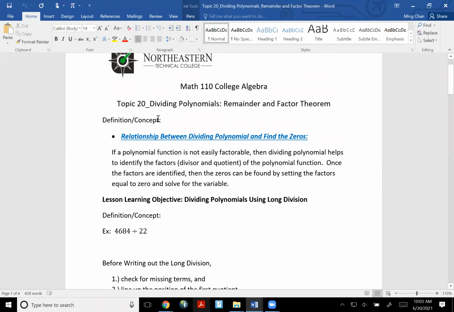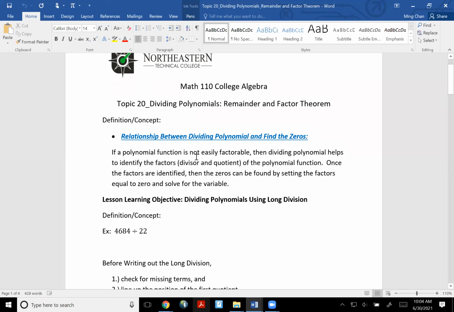All right, welcome to topic number 20, dividing polynomials. After that, I'm going to talk a little bit about something called the remainder and factor theorem. Okay, so division is very important. The relationship between dividing polynomials and finding zeros.